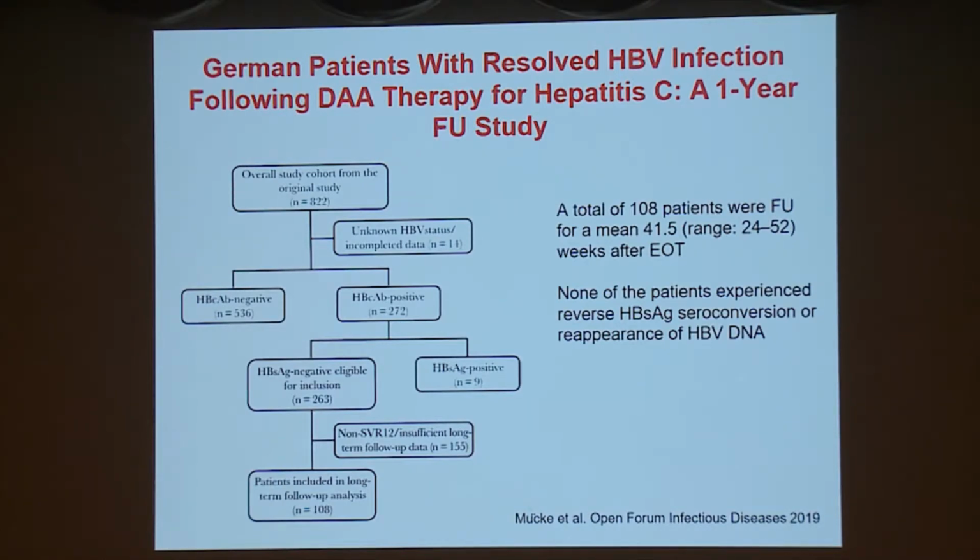Data on occult infection are very limited in the literature. In recent studies, our data were further confirmed by a German group, who studied 822 German subjects with resolved HBV infections following DAA therapies for hepatitis C for over 1 year. A total of 108 patients were followed up for a mean of 41.5 weeks after the end of treatment, and none of these patients suffered reverse surface antigen seroconversion or reappearance of HBV DNA, signifying that occult HBV infection in hepatitis C patients treated with DAAs is not really a very big problem.